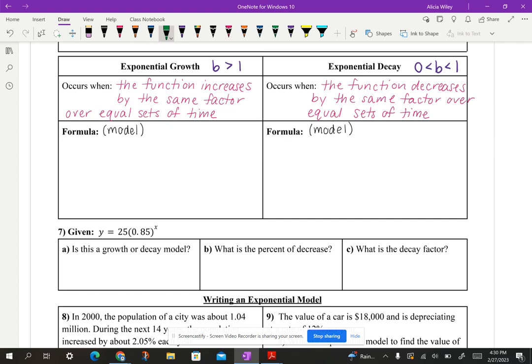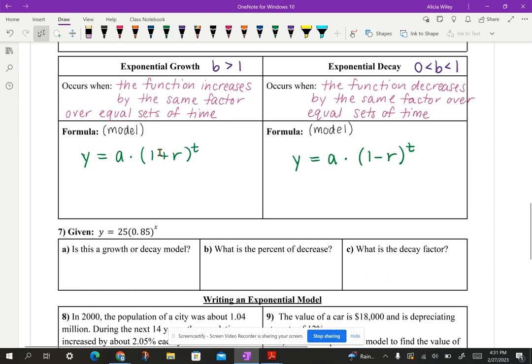I do not make you memorize the formulas, but you should definitely know which one to use for a given problem. So the formula for growth is going to be y equals a times parenthesis 1 plus r, close the parenthesis, to the power of t. Now, the only difference between the growth formula and the decay formula is going to be the parenthesis. It'll look like that. It'll have a 1 minus r instead of a 1 plus r.